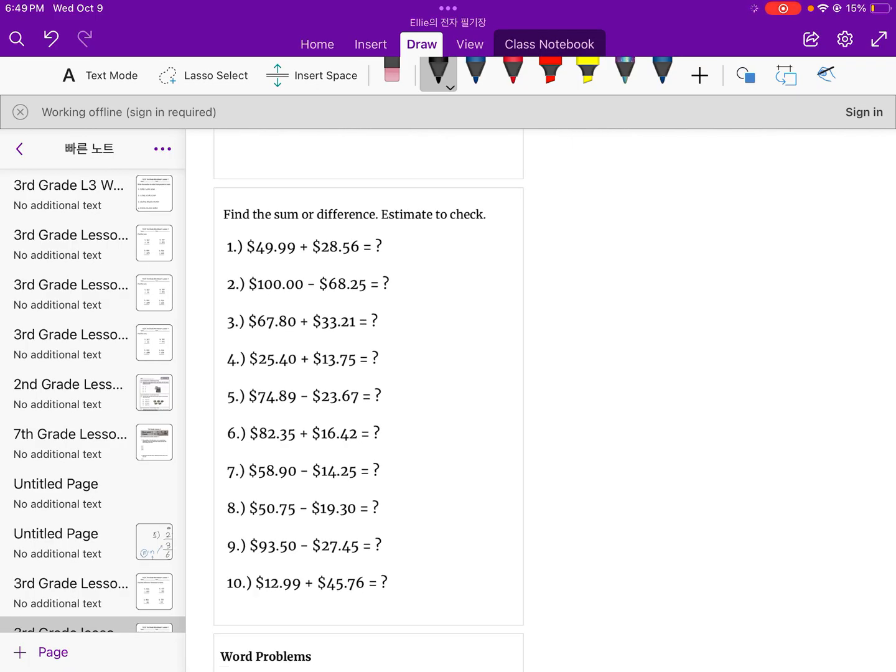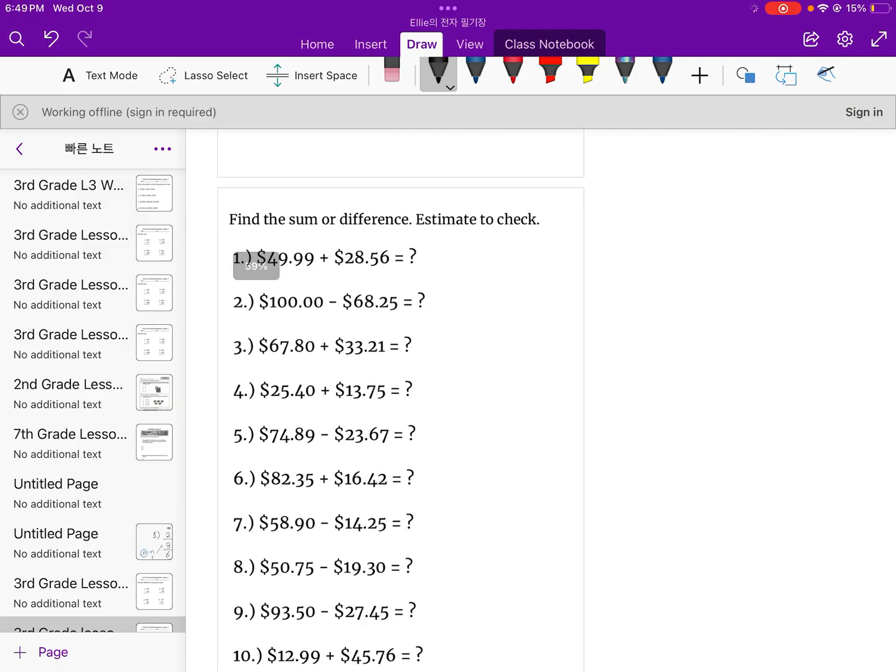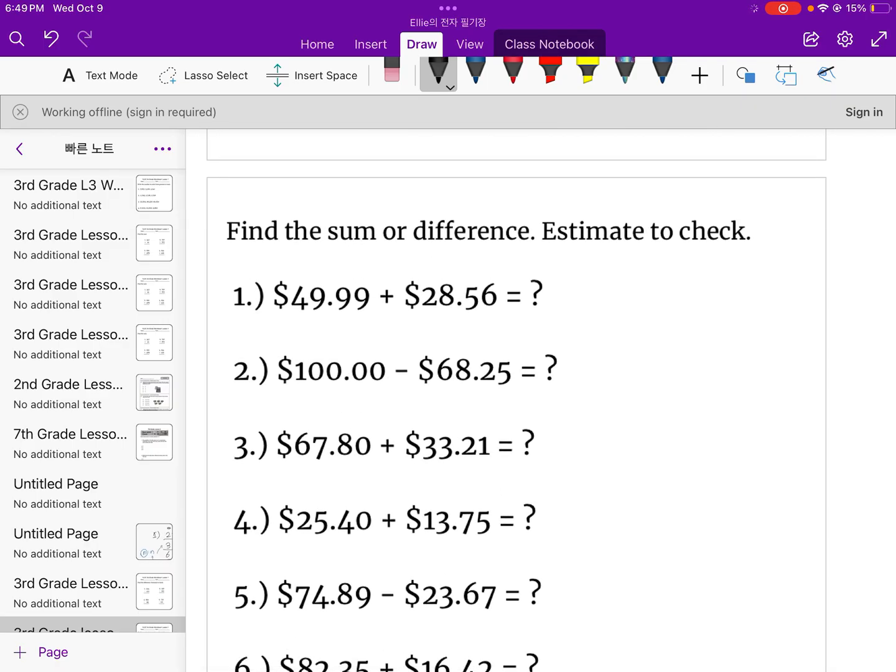For the third section, we'll find the sum or difference. Estimate check. So we have 49.99 plus 28.56.